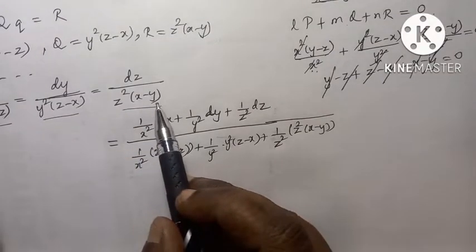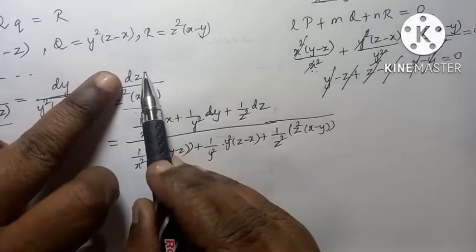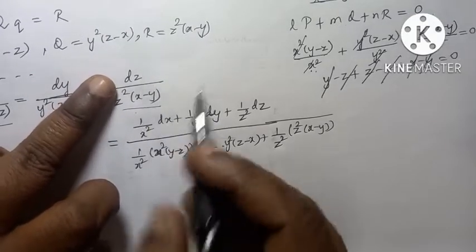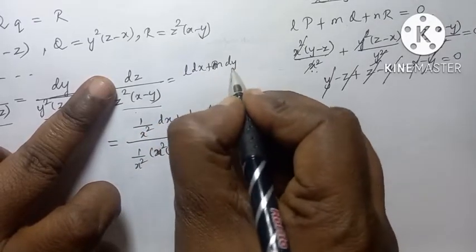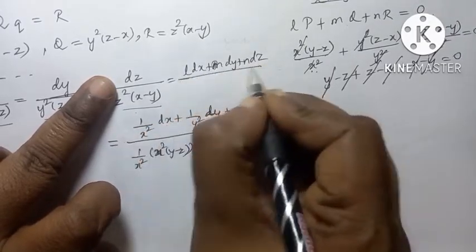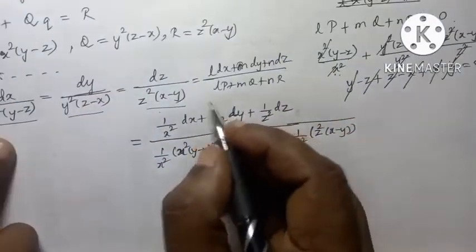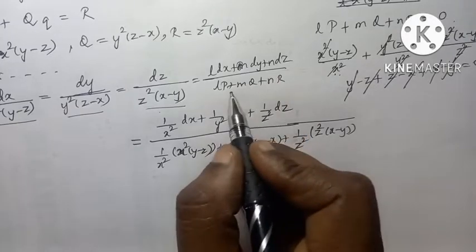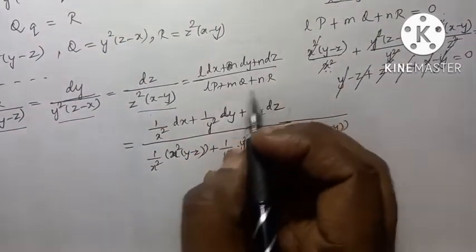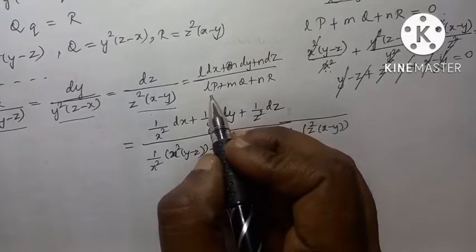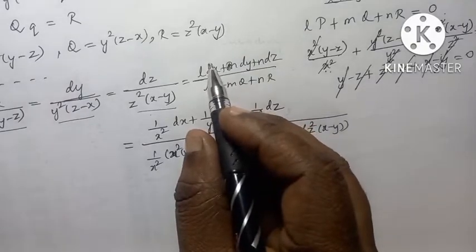I cannot multiply only here 1 by z square, right? I have to do it for the numerator also. What is the new ratio? Numerator: lDx plus mDy plus nDz. Denominator: lP plus mQ plus nR. You know dx, dy, dz, you know P, Q, R. You have to guess l, m, n, which will make the denominator 0, right? You cannot multiply l, m, n only for the denominator. You have to do the same to the numerator.